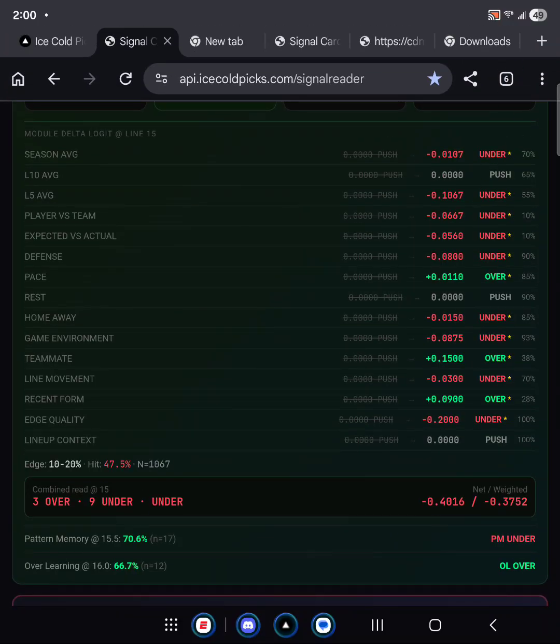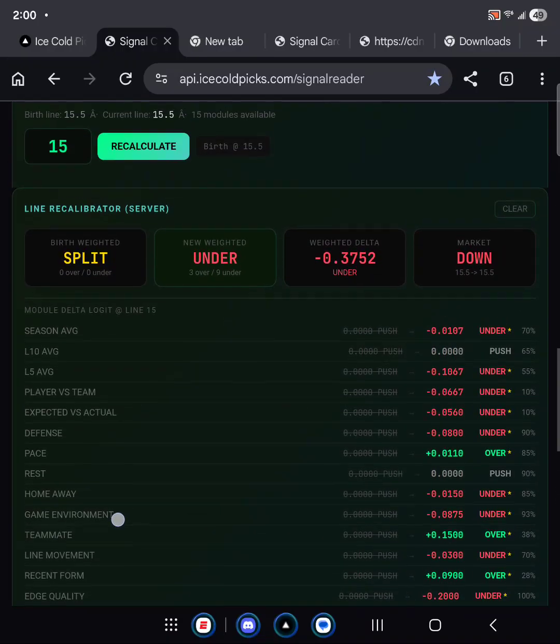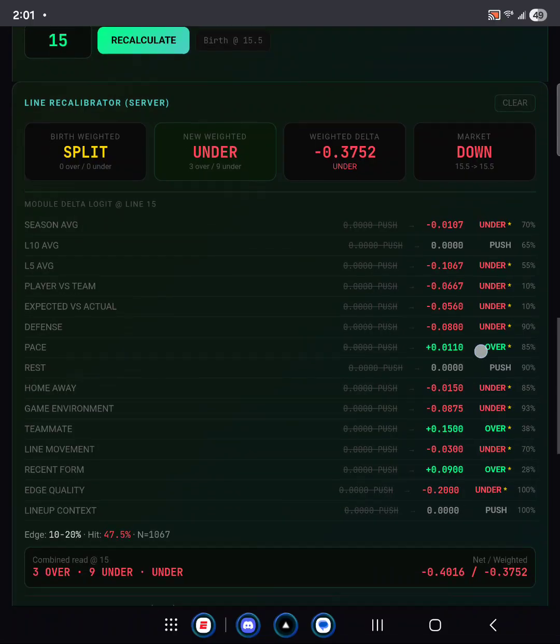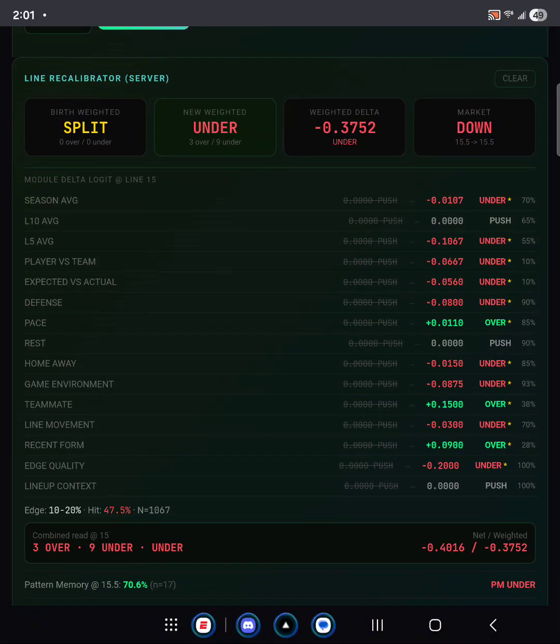Now you come over here and you see all the things that determine an under for the market, the model side. And these are just basically things that are going to be decisions on whether you determine something's going to go over or under at all. That is what you decide. So you look at last 5 averages, you see that under. Last 10 averages, all these play a part.